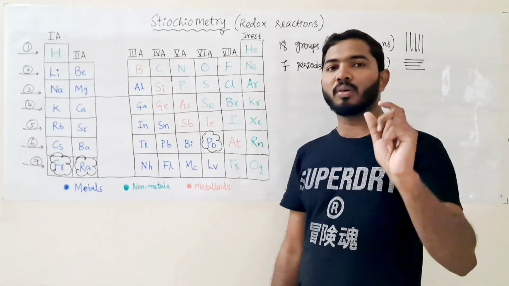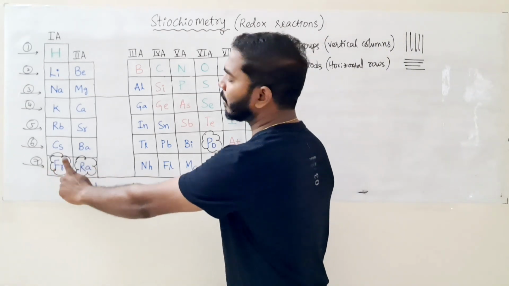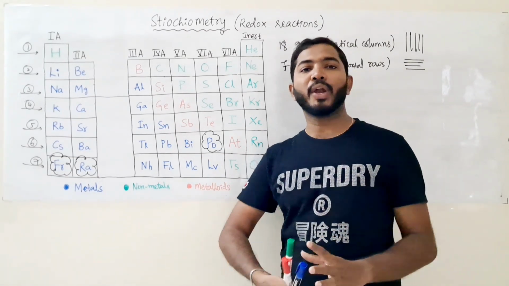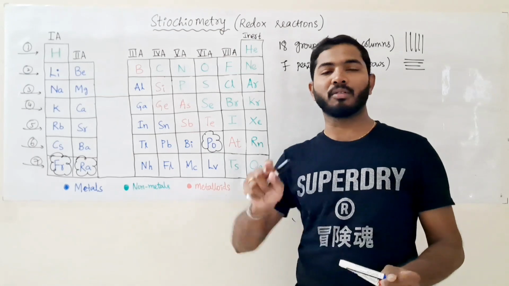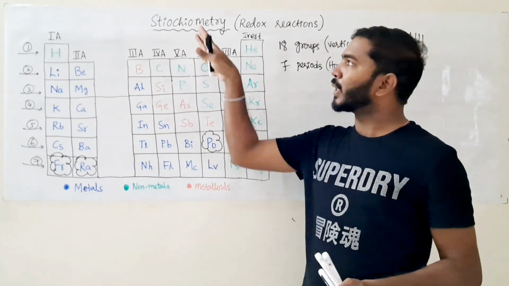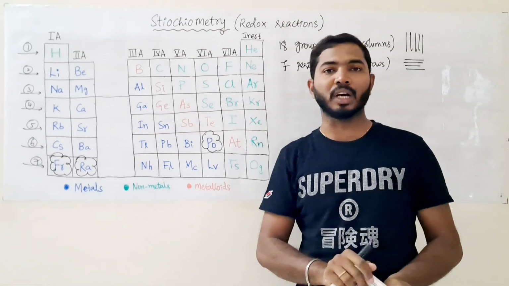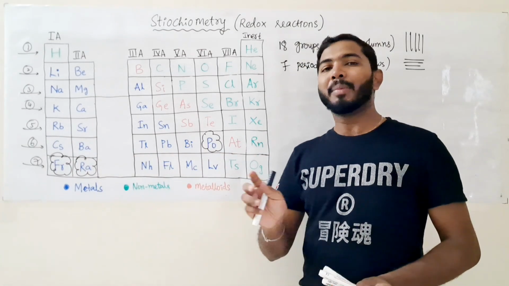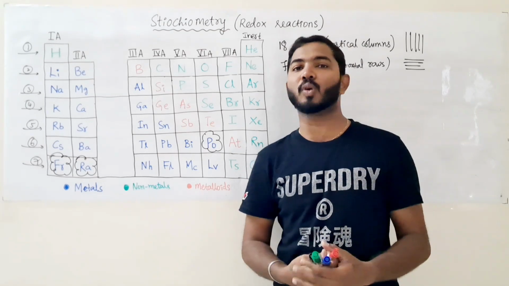Let me give you 2 points here before I enter. I circled a few elements: francium, radium and polonium. They are radioactive metals. Why did I circle them? Because as far as stoichiometry and the concept of redox reactions are concerned, I am not going to talk about these three elements. They are radioactive, so to understand their properties we need much more clarity.